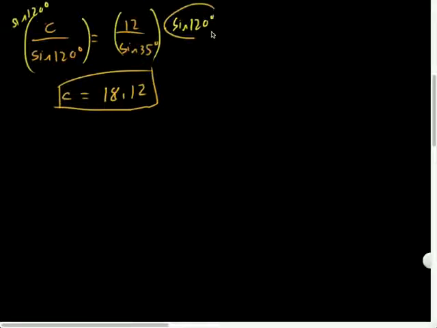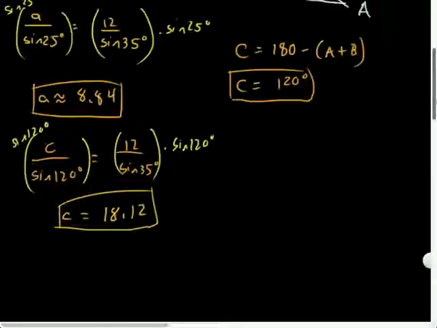We could actually have rewritten sine 120 as sine of 60, right? The reference angle would be 60 degrees in that case as well. So actually, sine of 120 we could have calculated without a calculator. Sine 35 is probably a little bit bigger than a half. But anyway, that's how we could solve that triangle using law of sines.